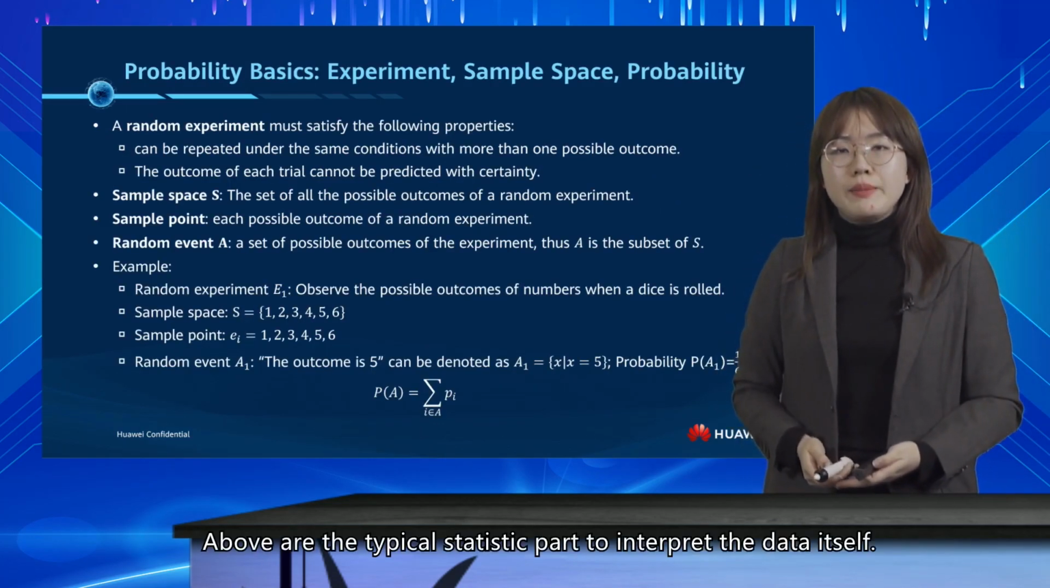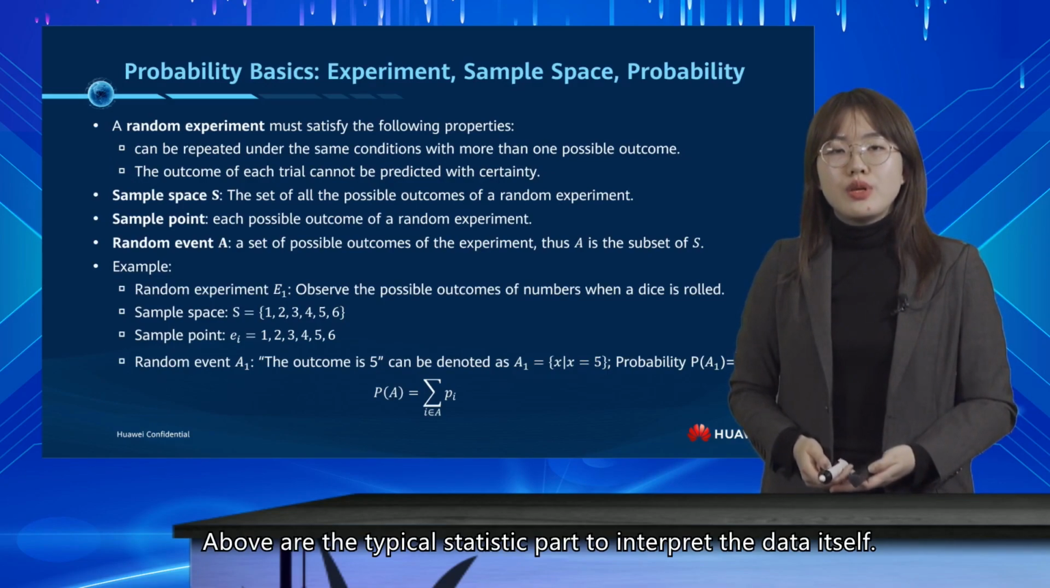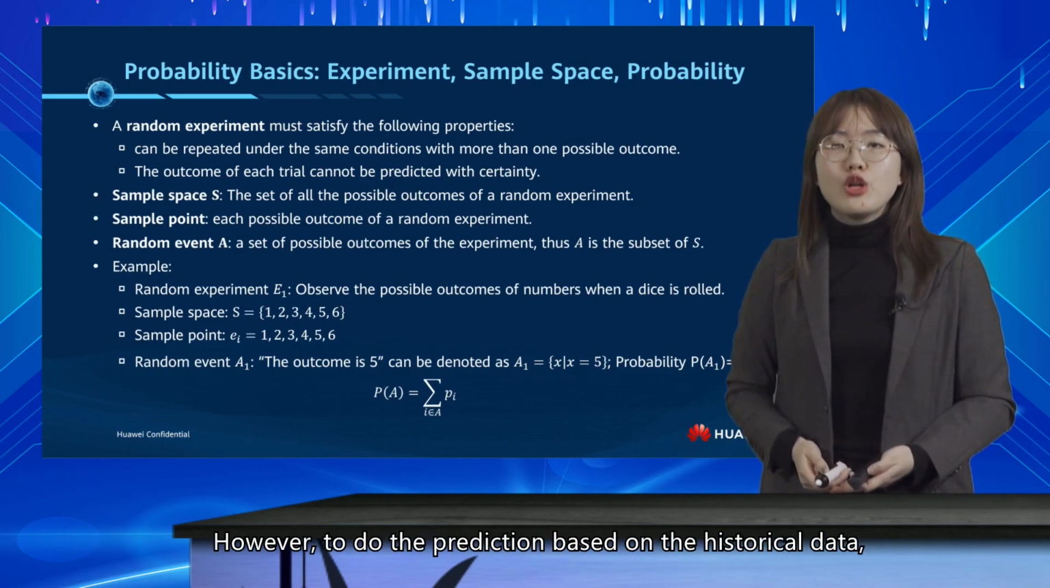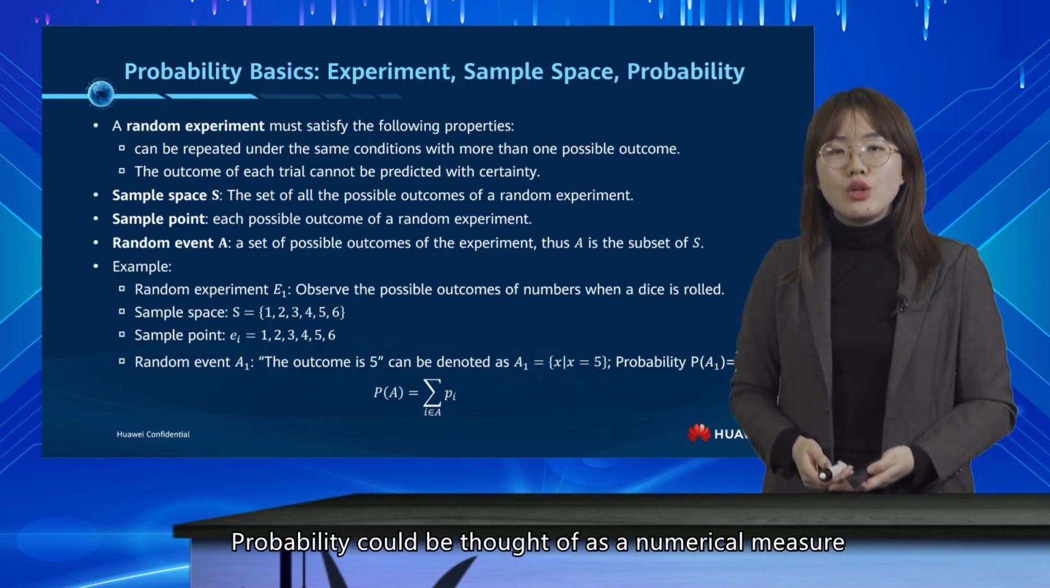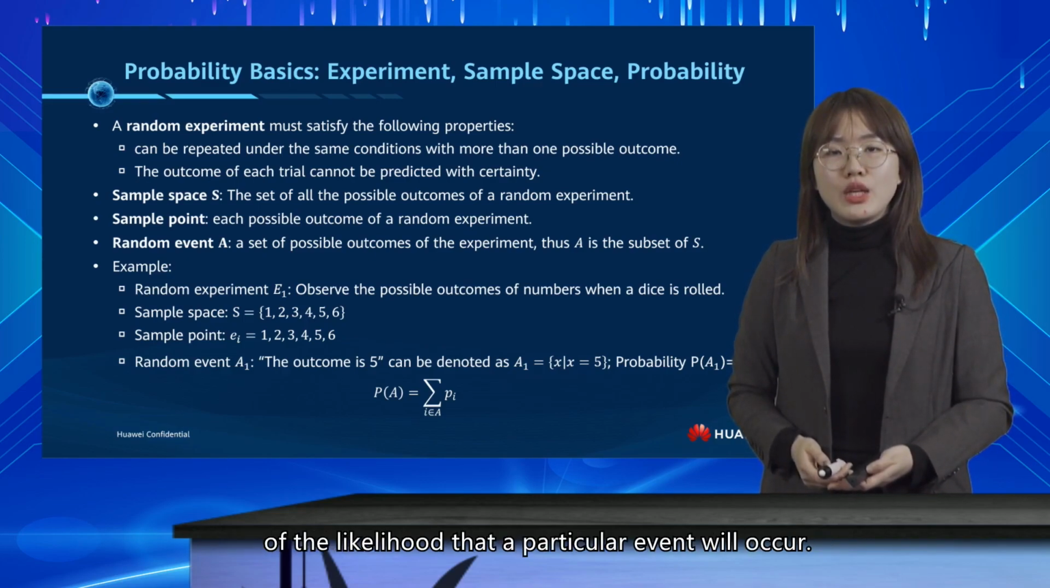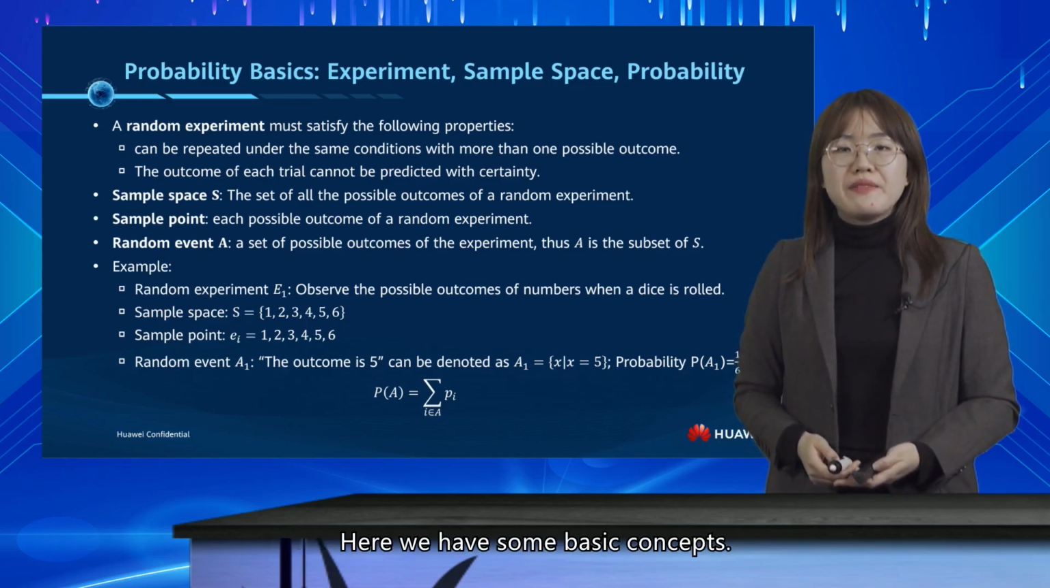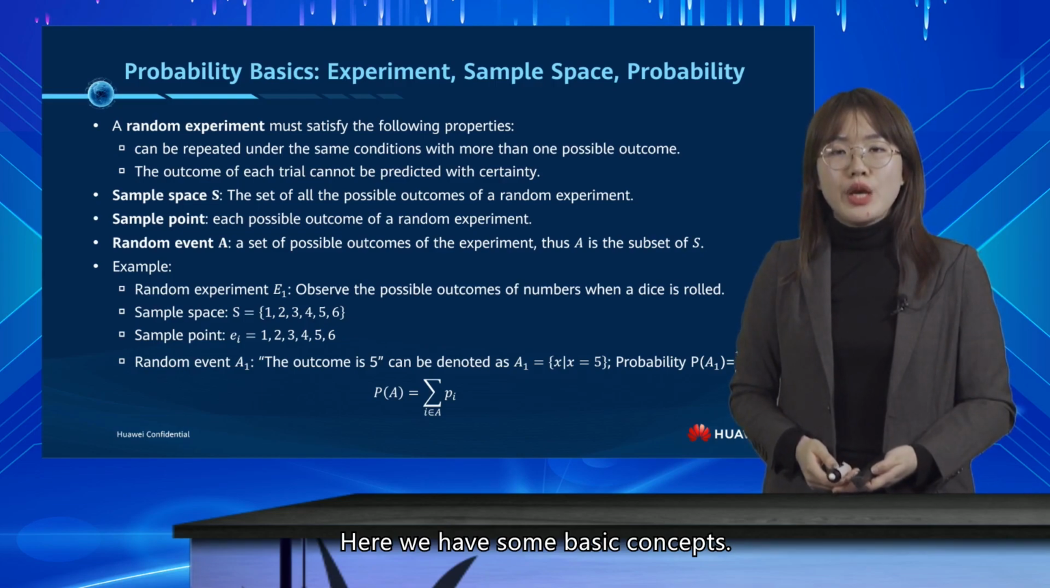Above are the typical statistics used to interpret the data itself. However, to do prediction based on historical data, probability is also needed to deal with uncertainty. Probability could be thought of as a numerical measure of the likelihood that a particular event will occur. Here, we have some basic concepts.